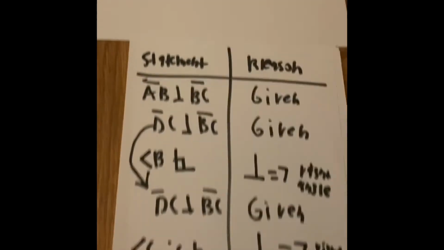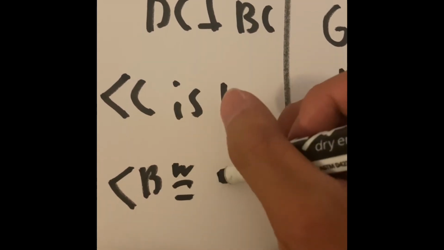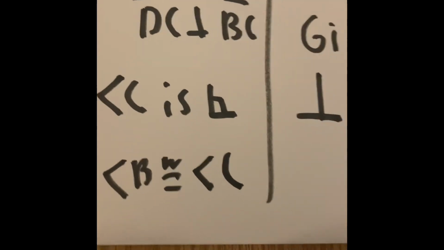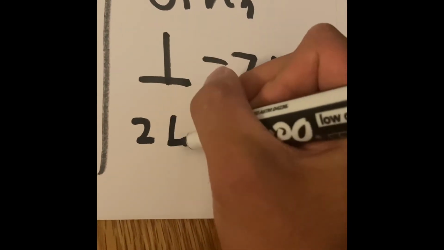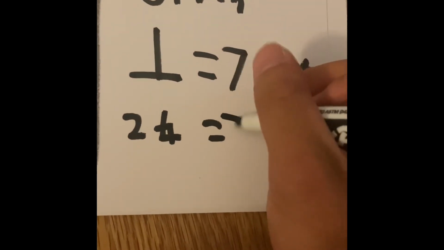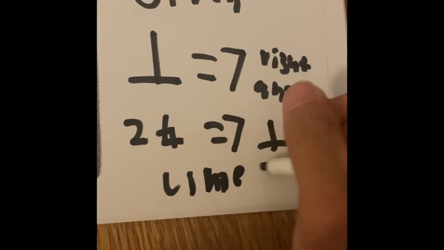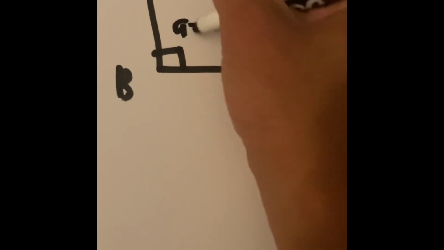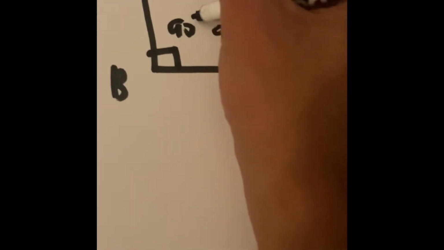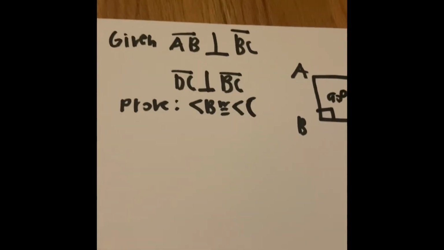Not only that, we have now proved that angle B is congruent, or the same as, angle C, because they're both 90 degrees. And here is our rule: two right angles can bring you to perpendicular lines. So we have proved that B and C are not only perpendicular, but they're congruent at 90 degrees each. That is how we can prove congruency with perpendicular lines.